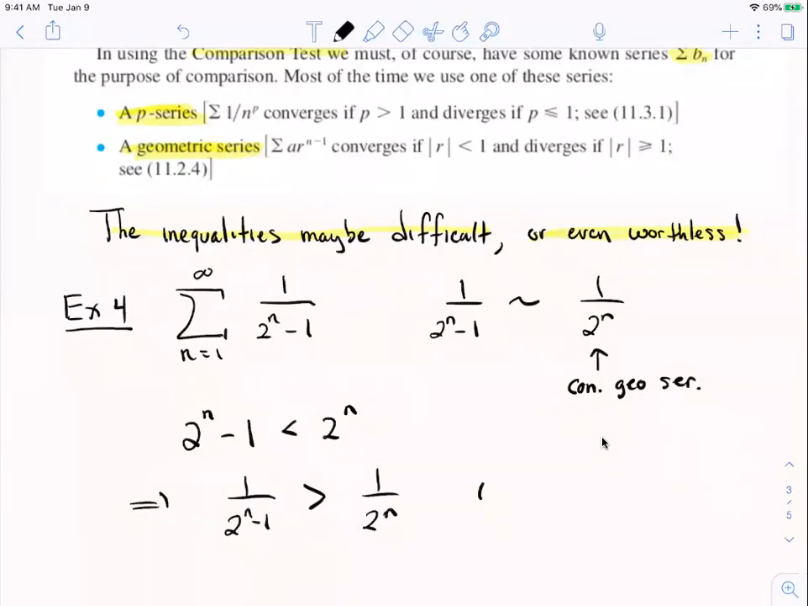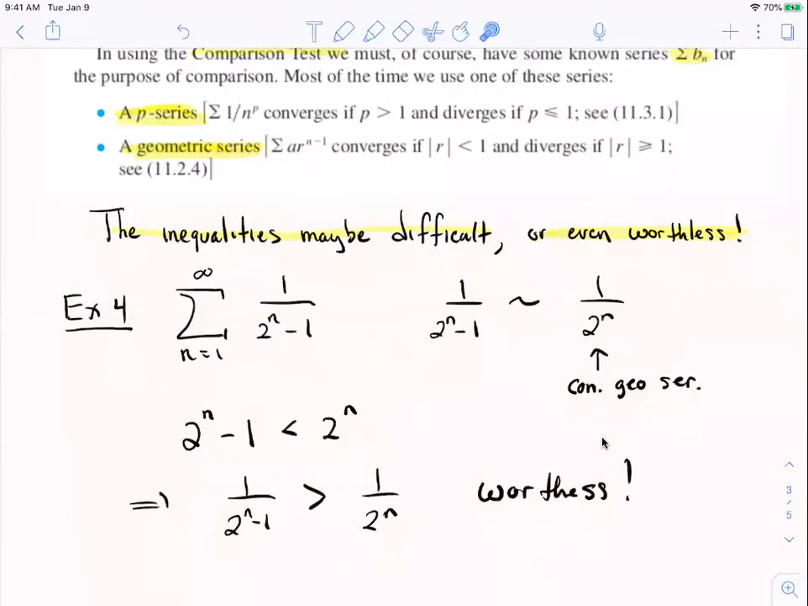So this inequality is worthless in terms of comparison. You need to be less than or equal to a known convergent series if you want to say something, or greater than or equal to a known divergent series. But this thing converges, so the inequality is backwards. It would be difficult to use the comparison test directly on this, because 1 over 2 to the n is kind of what we have to compare it to, but the inequality is backwards. The inequalities make the comparison test difficult to use in general.